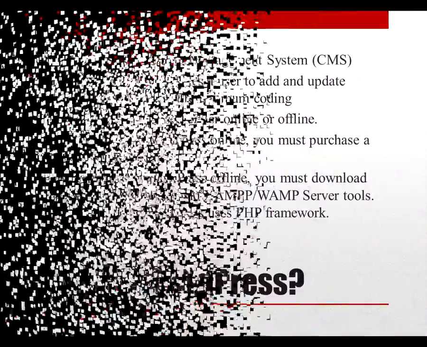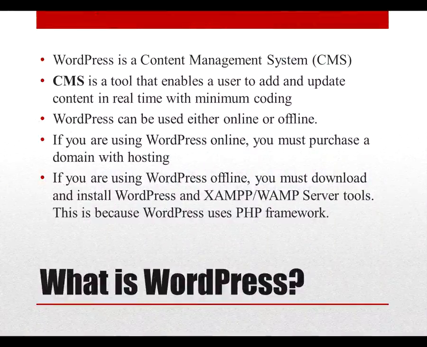So to begin with, let us start by understanding what WordPress is. One thing you need to understand is that WordPress is a content management system. And when you talk of a content management system, it's a tool that enables a user to add and update content in a website in real time with minimum coding. Another point you need to understand is that WordPress can either be used online or offline.